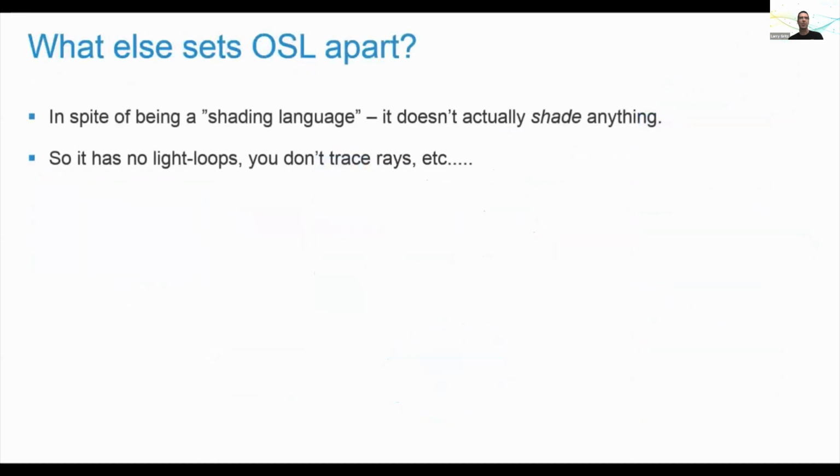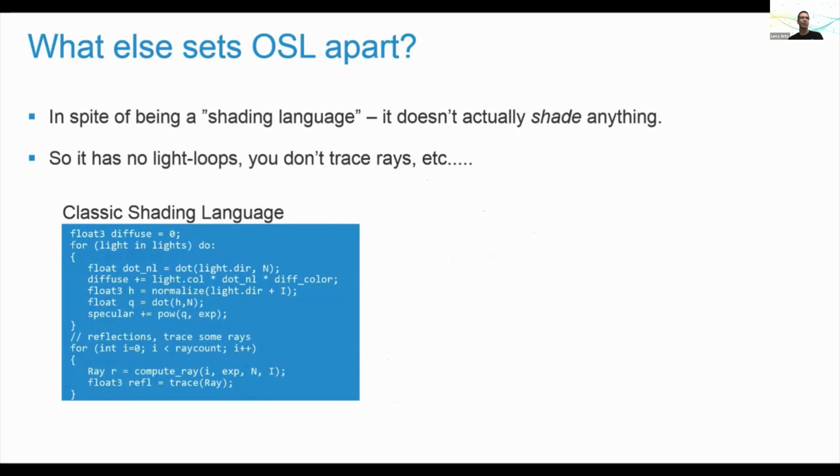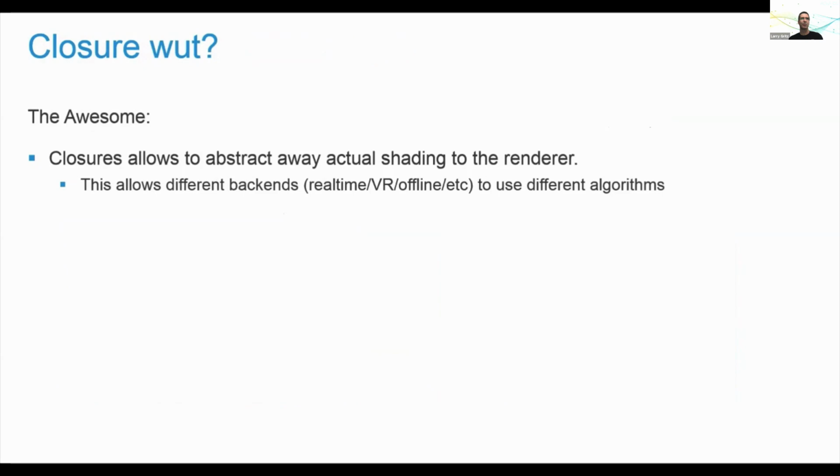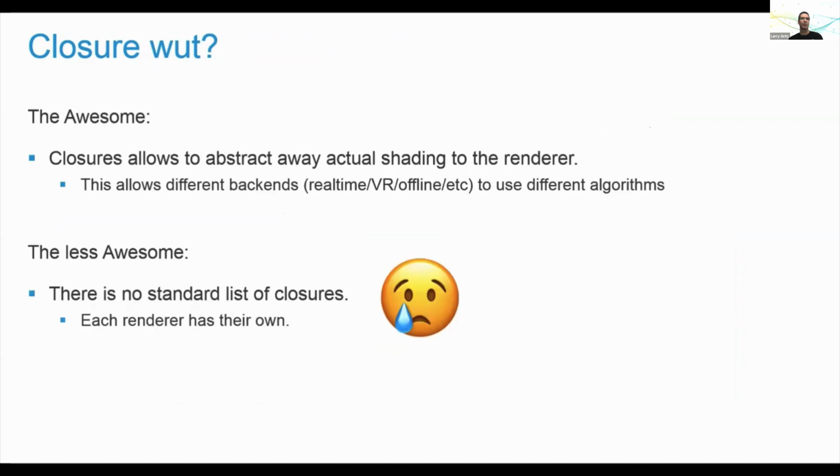So one funny thing with OSL, in spite of being called a shading language, is that it doesn't actually shade anything. Normal shading language tends to look like on the left. There are loops over lights, there's a bunch of ray tracing going on, and all this kind of stuff to make a material. But in OSL, you use something known as closures. You basically tell the renderer, I want this much diffuse and this much Phong or whatever. And the renderer figures this out. This has a giant benefit. It moves the actual algorithm into the rendering side. So if it's a VR engine, for instance, it can fake glossy reflections with blurry environments. It has one giant drawback, though. The closures are not standardized.